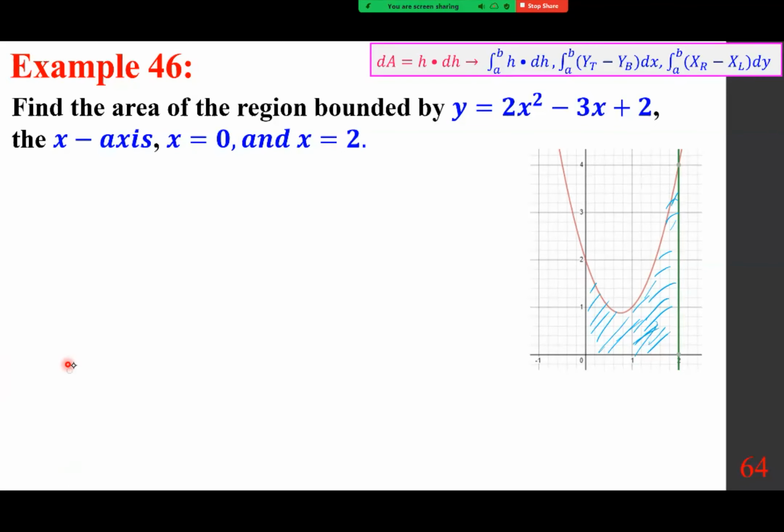And so I like to mention this, that if you were to graph this, you need the location of the vertex. It's a parabola, x equals minus b over 2a, and so on and so forth. You can find the y-intercept, which is (0, 2), and take it from there. But anyways, a typical increment of an area has the formula h dh. Here's the height, y of the top minus y of the bottom. So here's the height, which is the function minus this function, the x-axis, which is 0.